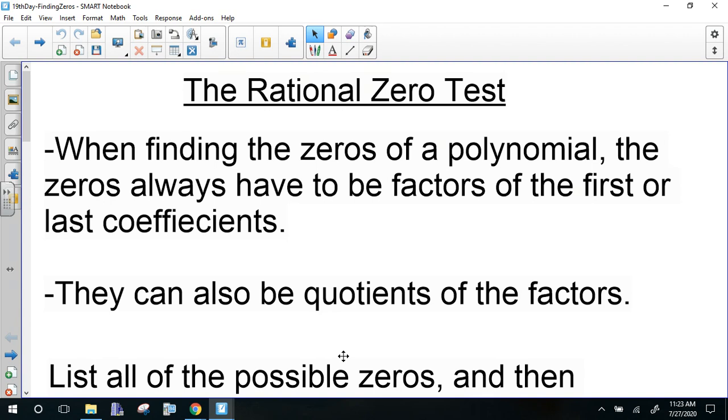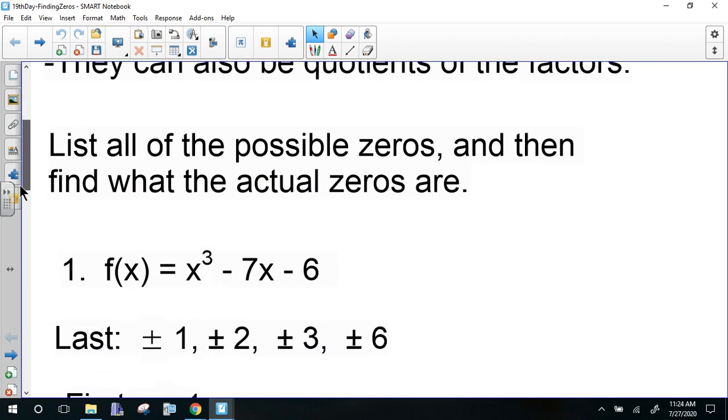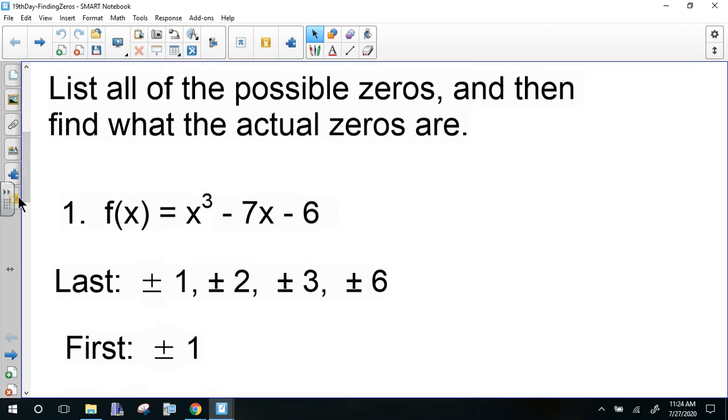So when finding the zeros of a polynomial, the zero always has to have factors of the first or last coefficient. They can also be quotients of the factors. So here's how it works. We want to list all the possible zeros and then find what the actual zeros are.